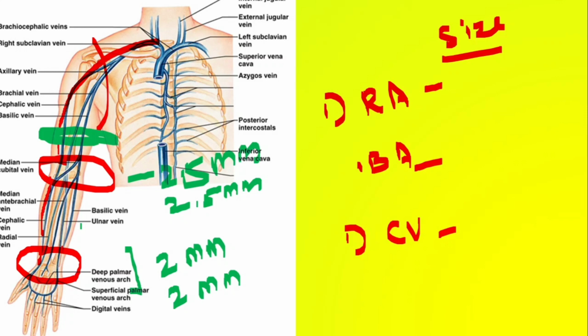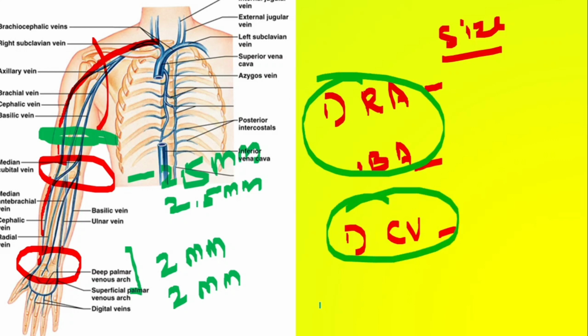This is with respect to the Doppler for AV fistula creation. You have to ask the radiologist for the size, distance, and any signs of non-compressibility or any signs of outflow tract stenosis.